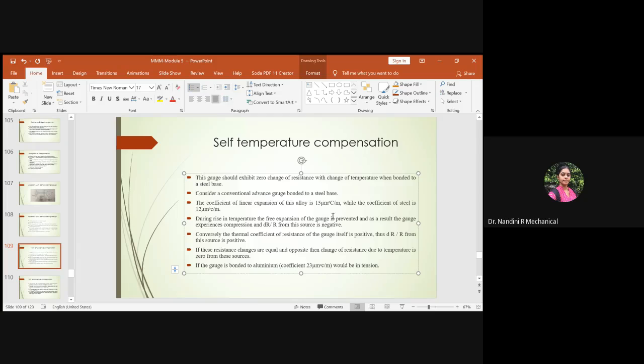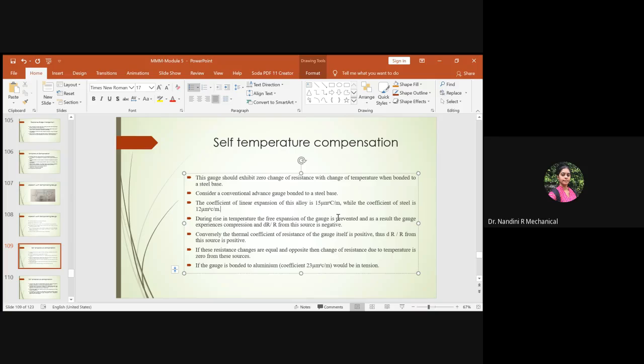The gauge cannot expand. Why? Because the gauge is bonded to a steel base. It won't allow the gauge to expand with the increase in temperature. Regularly, what happens if you have a gauge embedded on a wire or a foil or a moving plate platform? With the increase in temperature, it helps the gauge material to expand. So due to this expansion, there will be variation in the strain that we get. But here the given gauge is embedded to a steel base.